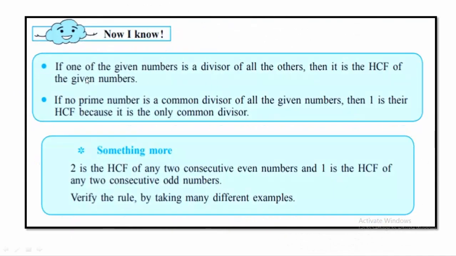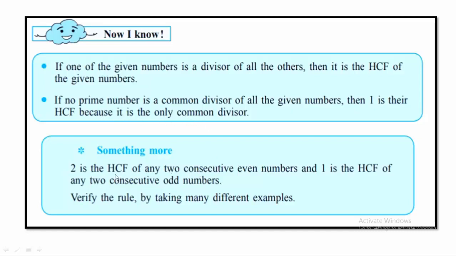Now what we studied? If one of the given numbers is a divisor of all the others, then it is the HCF of the given numbers. Means in the given numbers, if one number is a divisor of all the remaining numbers, that time it is called the HCF of the given numbers. One more point is there. If no prime number is a common divisor of all the given numbers, then 1 is their HCF because it is the only common divisor.